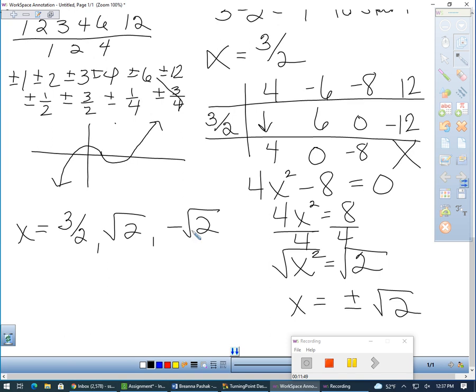But this is the exact answer that we're looking for. That's why we can't use the decimal ones from the graph. We have to find the exact zeros. These are irrational. They're still zeros, they're still answers, but they're irrational. Okay?